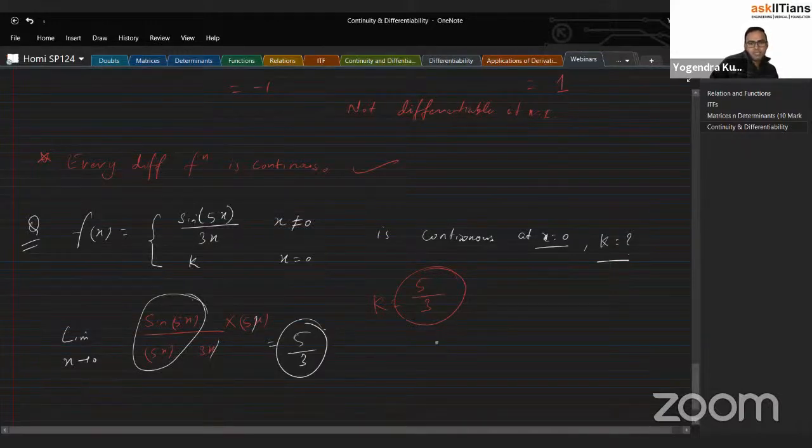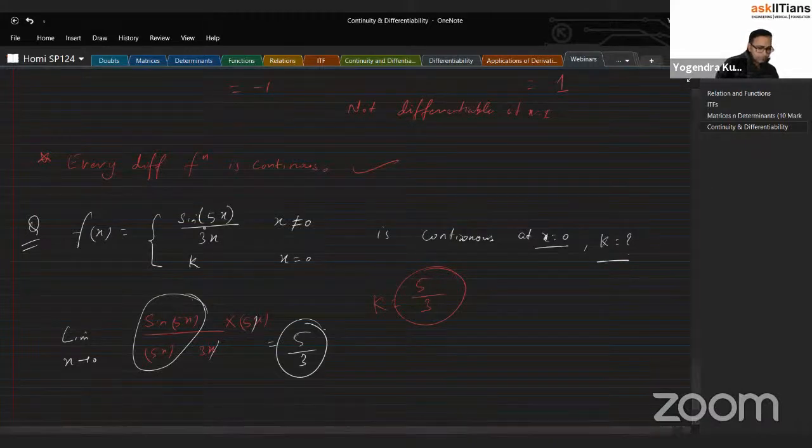Tell me, is anyone having a doubt here? Or L'Hospital also. Gautam was saying we can differentiate the numerator and the denominator. Down, 3 is left out; in the numerator we get 5 times cos 5x, and apply the limit. Cos 0 becomes 1, so we also get 5 by 3.